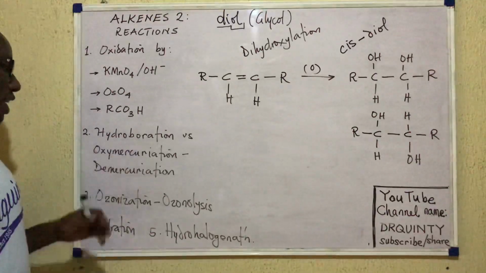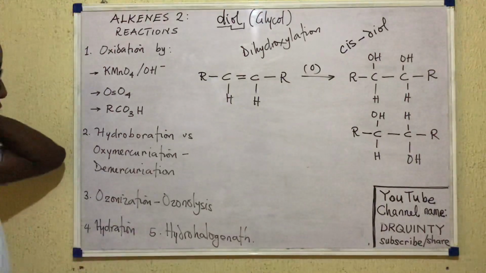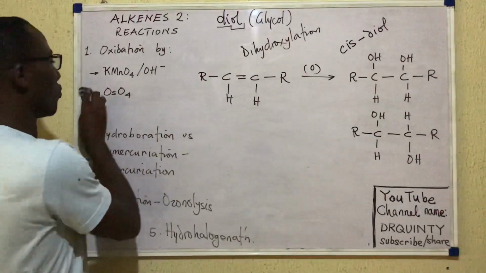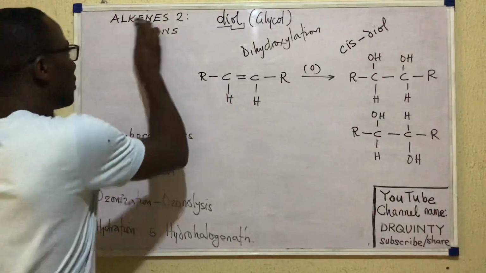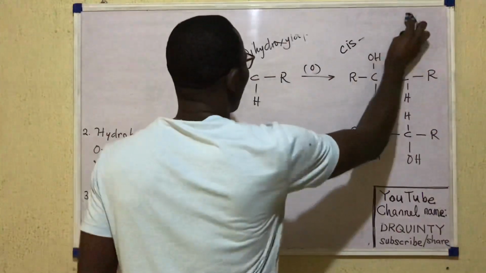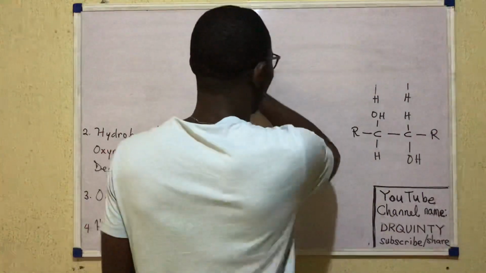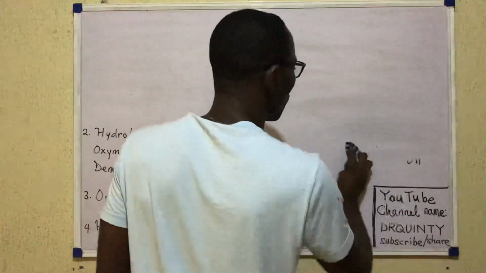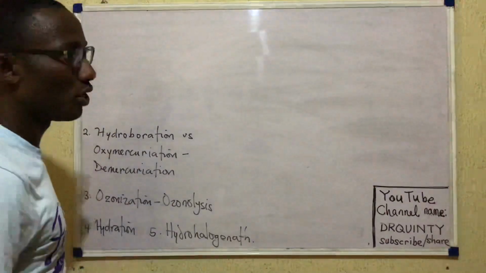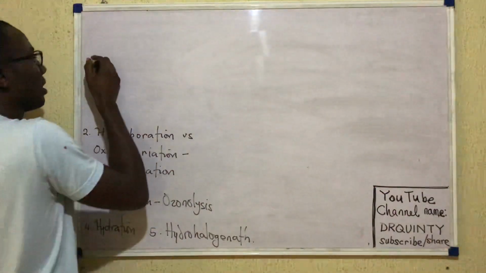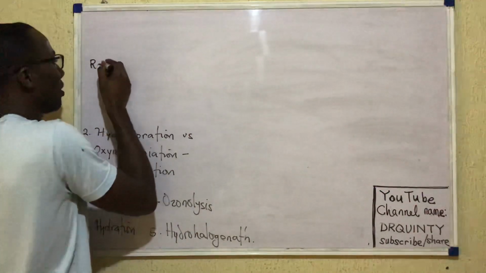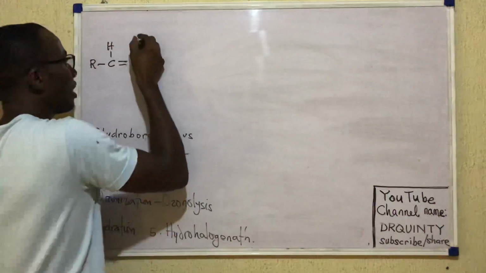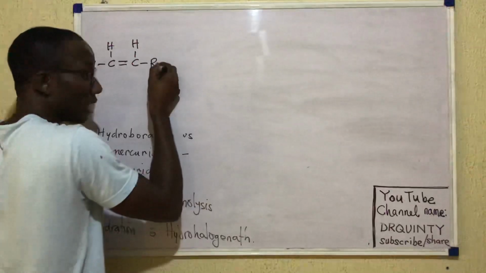The second reactions there would be hydroboration and oxymercuriation. And I've put those two reactions side by side. I've decided to discuss them together because of the similarity that they have. They have so much in common. That's why I'm deciding to look at them together. So let's say we have an alkene. Let's draw an alkene like this. R, C, this is H, double bond C, H, and then R again.